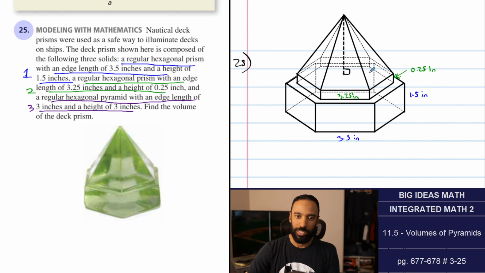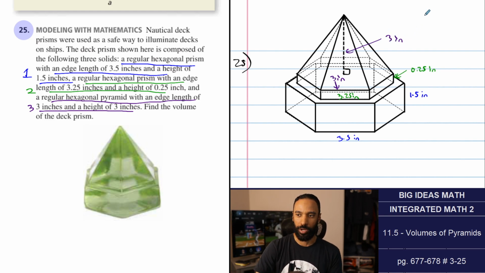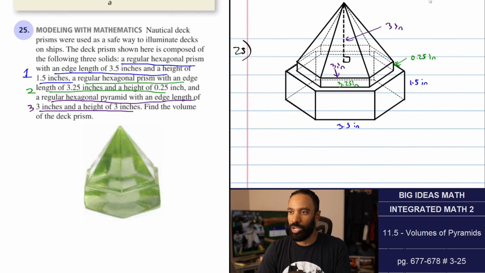And then here, this is supposed to be 3 inches right here, okay? Sorry, I guess it's the same. I drew it the same. And this height is 3 inches as well. Probably not drawn to scale. Okay, so we have 3 different objects. That's what we're dealing with.